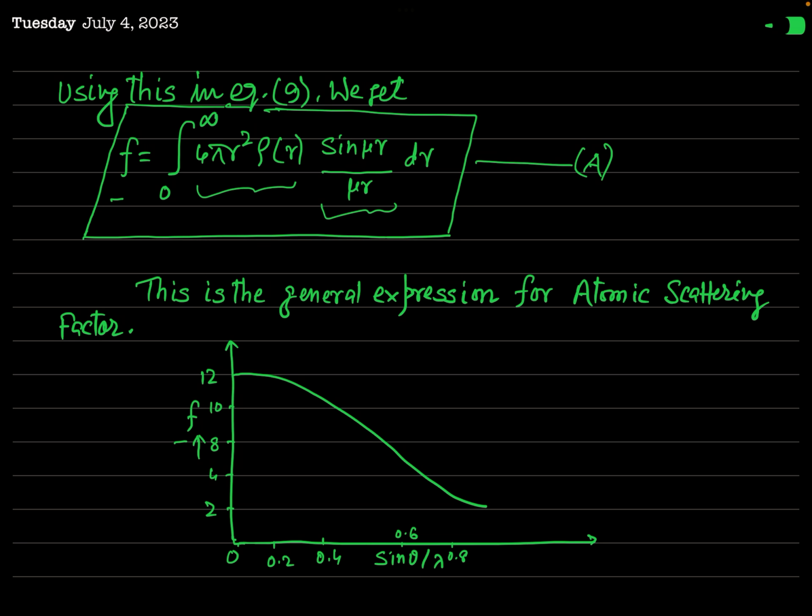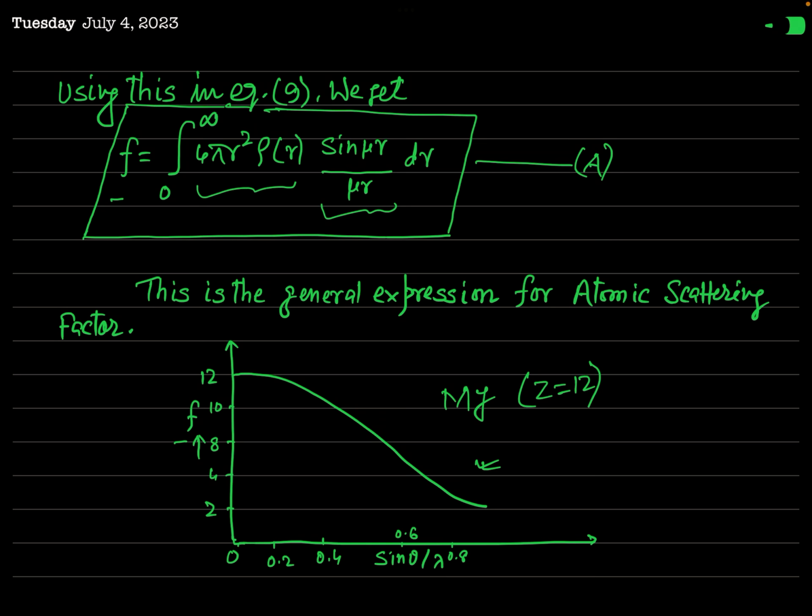For different scattering angles and different wavelengths, when you plot F against sine theta by lambda, a curve like this you will obtain. And this experimental curve is for magnesium, whose atomic number is equal to 12.